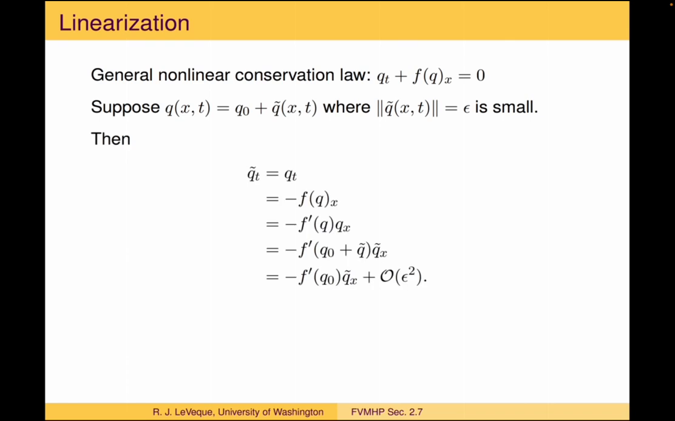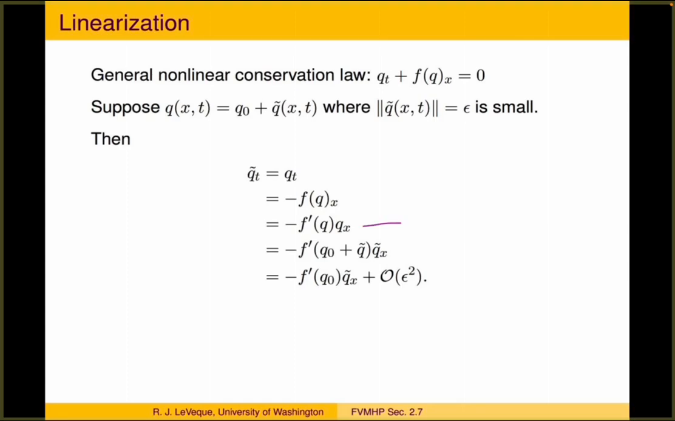So if we differentiate that, the time derivative of Q0 drops out, that's a constant, and we just get that Q tilde sub t, the time derivative of Q tilde, is equal to the derivative of Q_t, which from the original conservation law is minus f(Q)_x, and that we can differentiate out as the Jacobian matrix f prime of q times q_x. Okay?